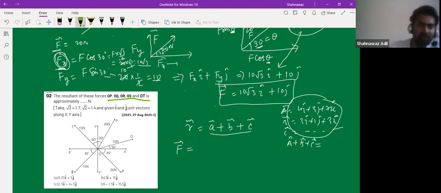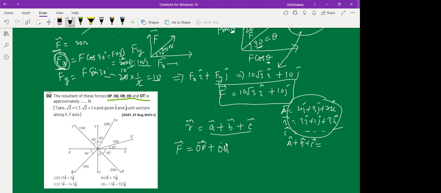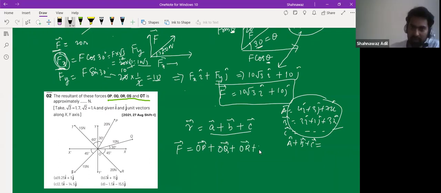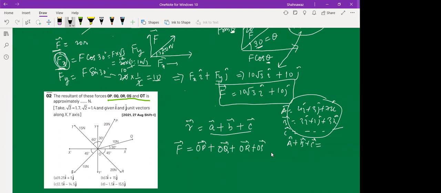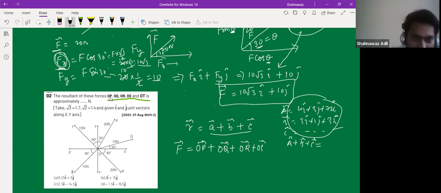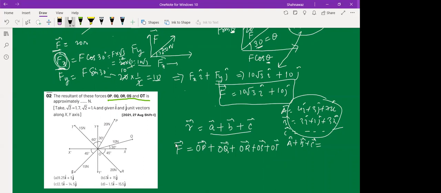So now can you tell me what will be the resultant of these vectors? Simple. It will be OP plus OQ plus OR plus OS plus OT. How many terms did I write? These are 1, 2, 3, 4, and OT. Understood? Yes, sir.